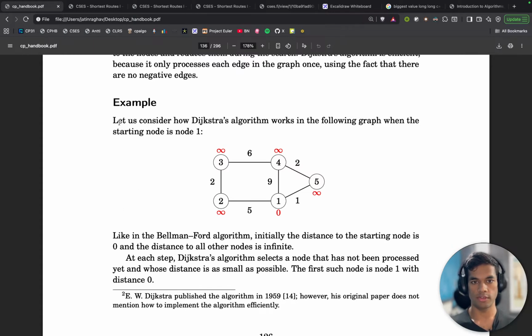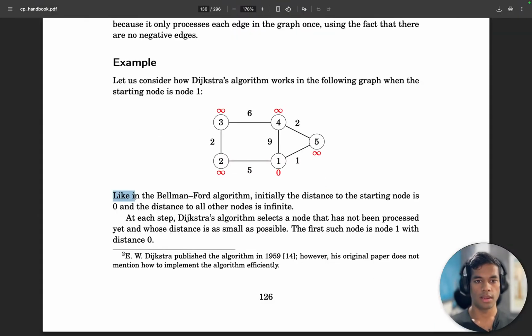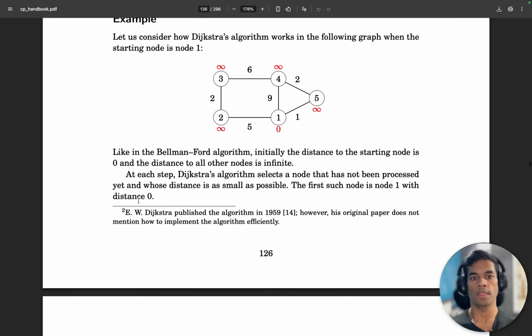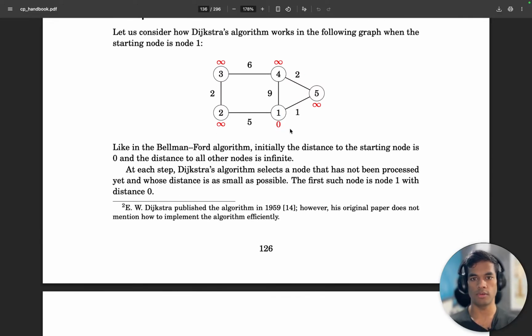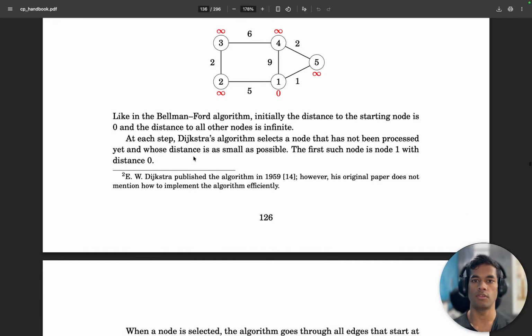Like in the Bellman-Ford algorithm, let us consider how Dijkstra's algorithm works in the following graph when the starting node is 1. Initially the distance to the starting node is 0 and the distance to all other nodes is infinite. At each step, Dijkstra's algorithm selects a node that has not been processed yet and whose distance is as small as possible. The first such node is 1 with distance 0.